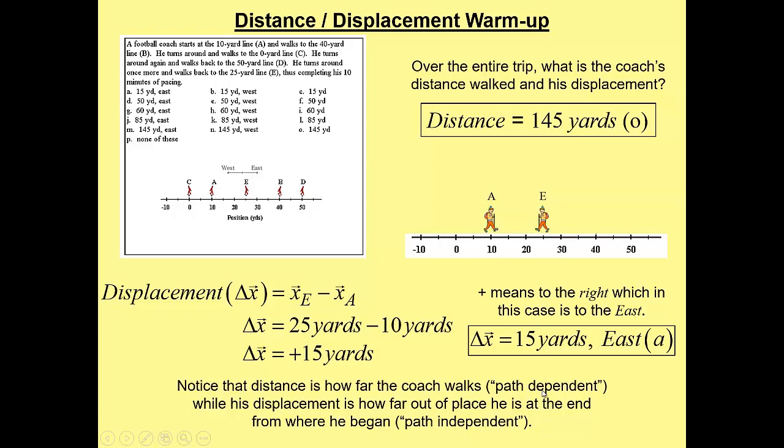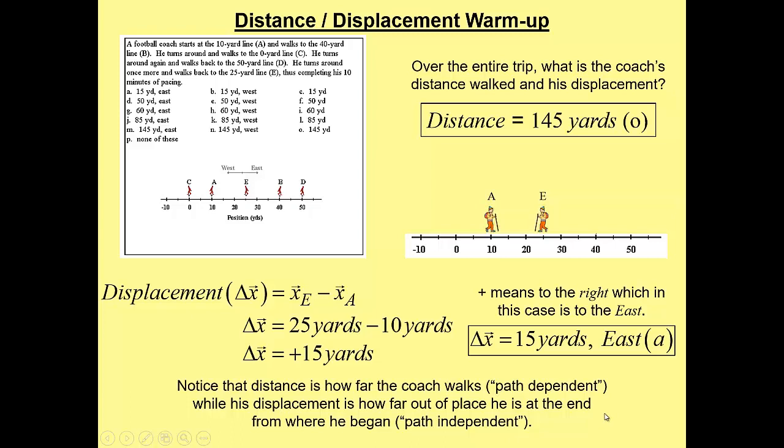Whereas his displacement didn't really care how he got from A to E, only that he started at A and ended at E. He could have gone straight there, and he would have walked 15 yards east. He could have started there, gone to the left, then gone to the right, then gone to the left, then gone to the right, and ended up there. And he still would have ended up only changing his position 15 yards to the east. That's what's known as path independence. So distance is path dependent, displacement is path independent.